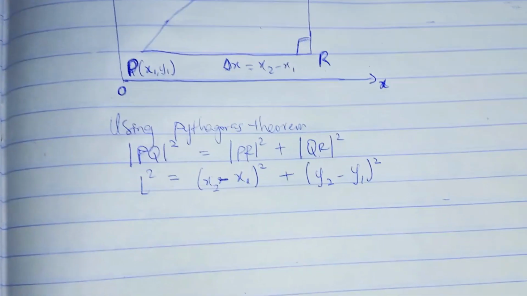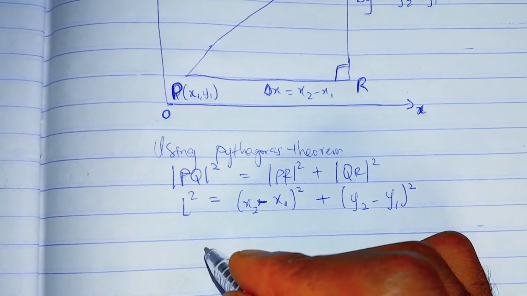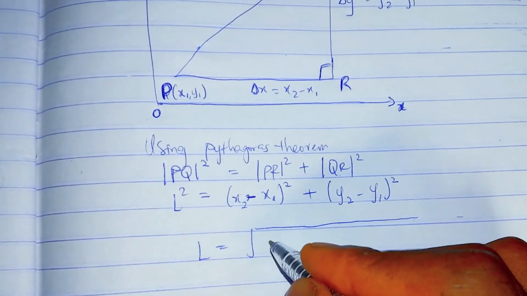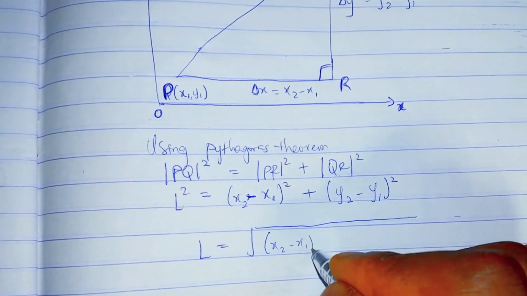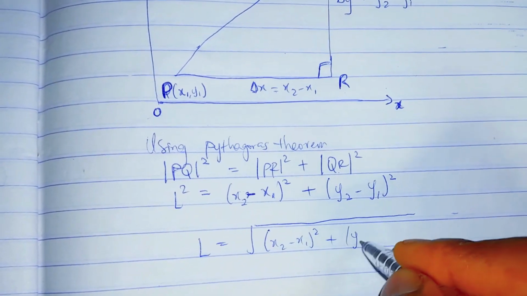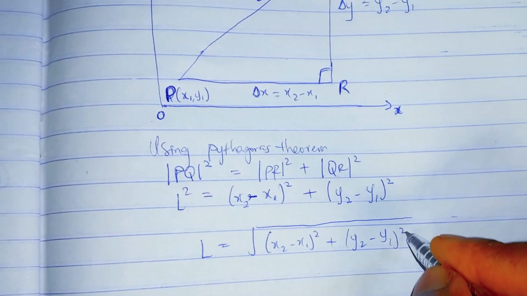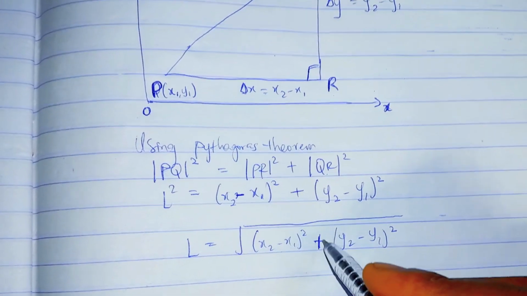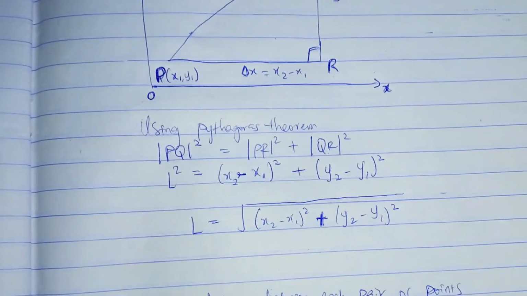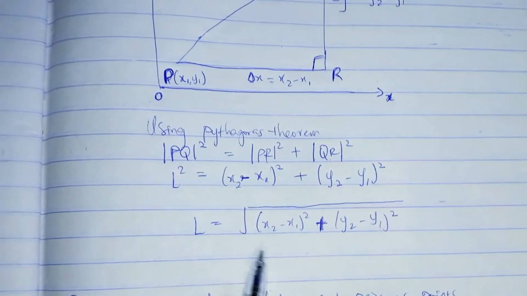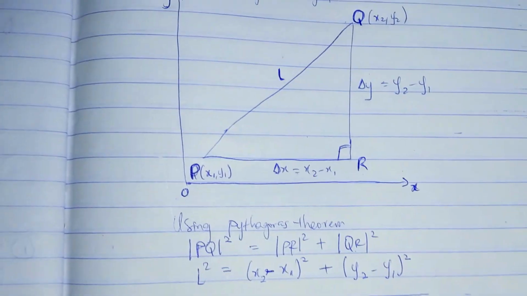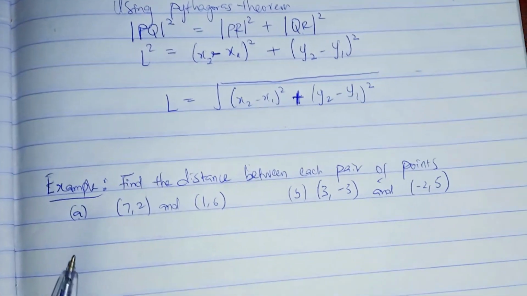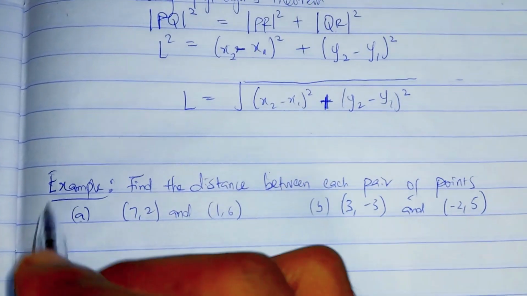Now at this point, what then do we have? It means that my L becomes the square root of x2 minus x1 all squared plus y2 minus y1 all squared. Now take note, any of these can come first because of the plus in between. Very good. So this is my formula for distance. That's my formula for distance. As simple as that.